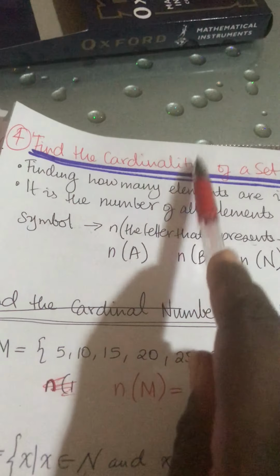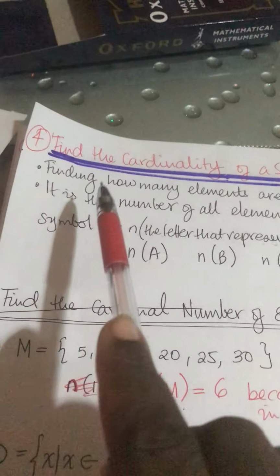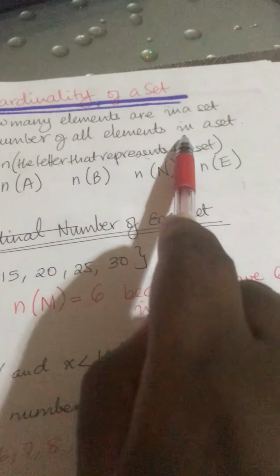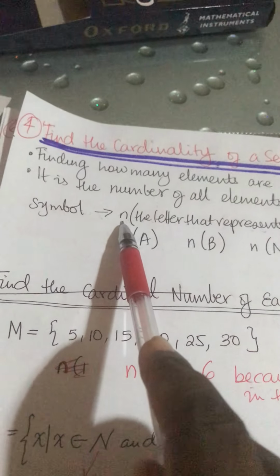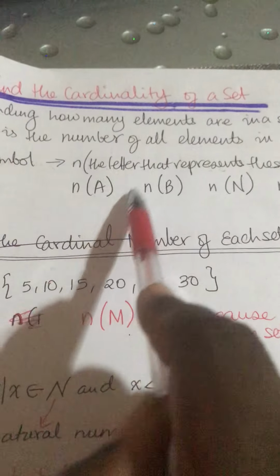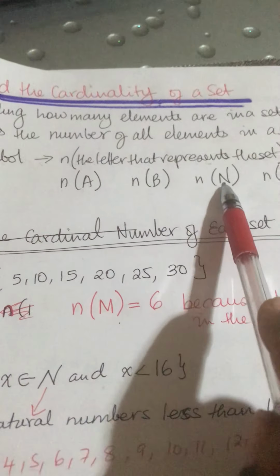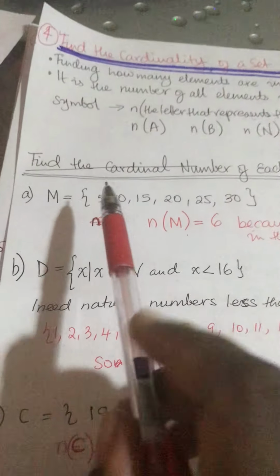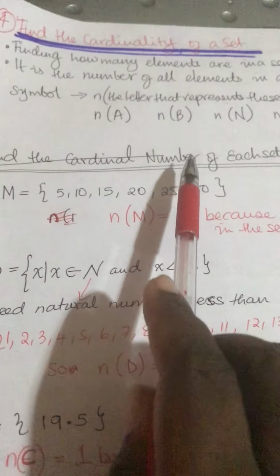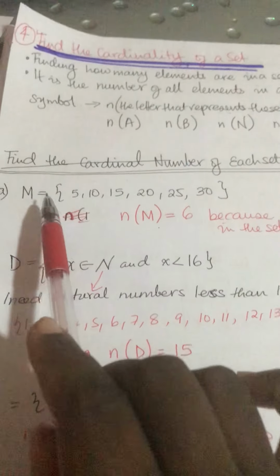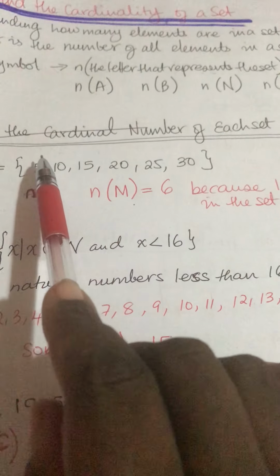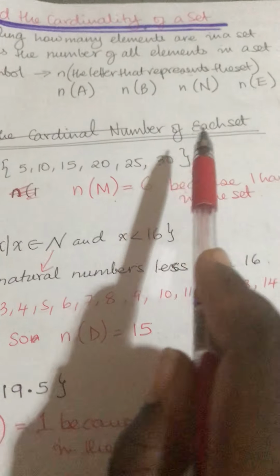When you want to find cardinality, means you're counting. So finding how many elements are in a set, or it is the number of all elements in a set. The symbol is n and the letter that represents the set. So n(A), put it in brackets, not braces. Here you will use brackets. All right. So in this set, you've been given the set M and they told you to find the cardinal number. So the cardinal number of M is 6 because there's 6 numbers in this set. 1, 2, 3, 4, 5, 6.